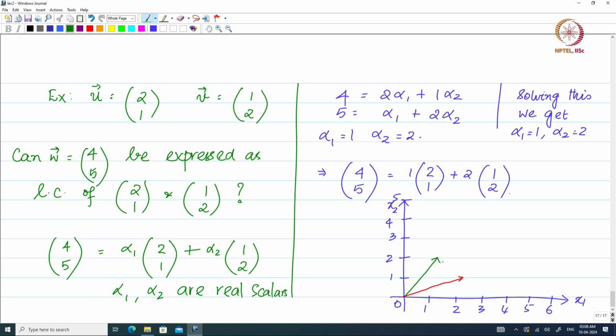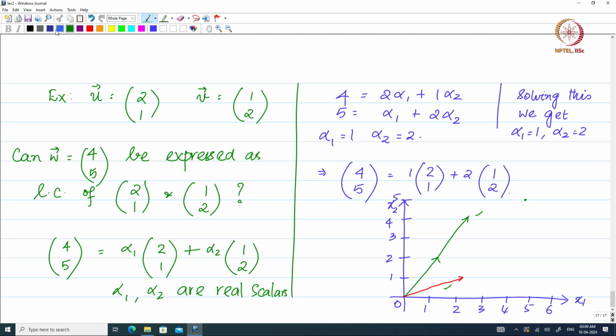Now, what it says is 1 times (2, 1) plus 2 times (1, 2). If I were to take 2 times (1, 2), this is going to be (2, 4). So, 2 times (1, 2) will go here, (2, 4). I can do the parallelogram law of addition by either drawing this vector parallel here, or drawing this vector parallel here. So, we get to (4, 5), which is basically here.